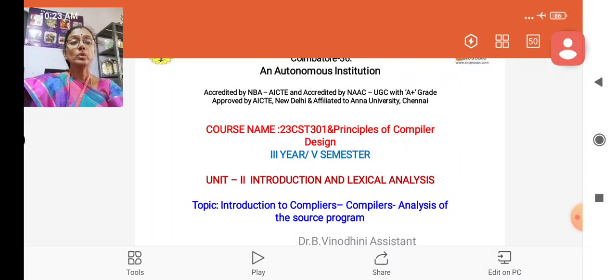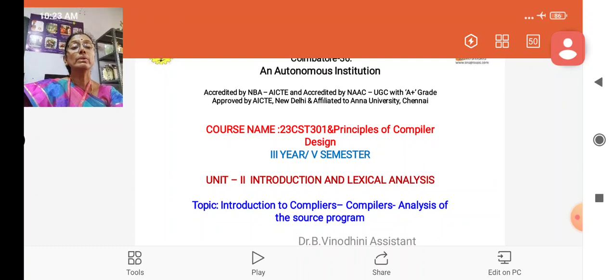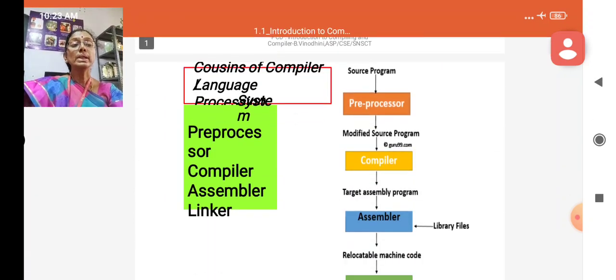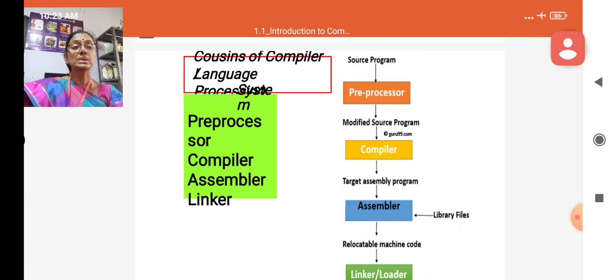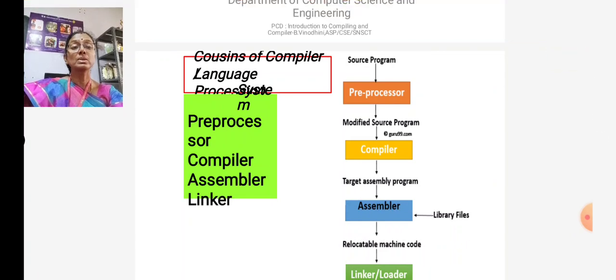In the previous video we have seen what finite automata are and what the types of finite automata are, like non-deterministic finite automata and deterministic finite automata. In today's video we are going to see how our language processing system works, that is, how compilation is done in our computer system.